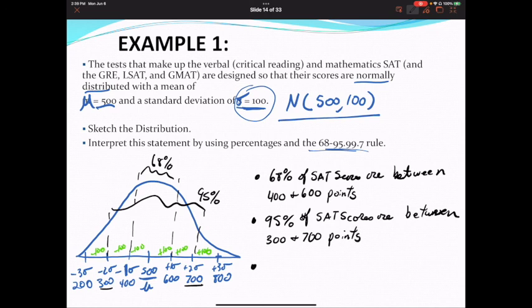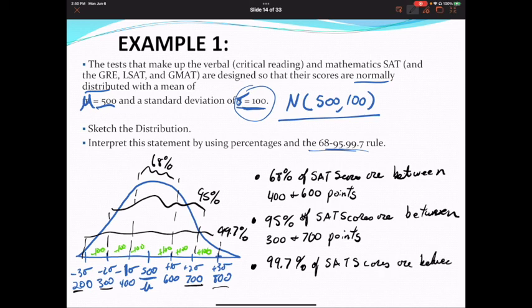Next, I have that 99.7%, so almost 100% of our data, right, is within 3 standard deviations. So 99.7% of SAT scores are between 200 and 800 points. So this is great, right?